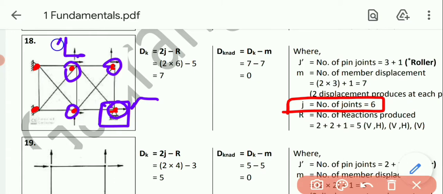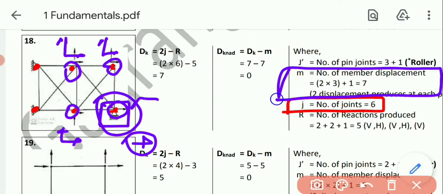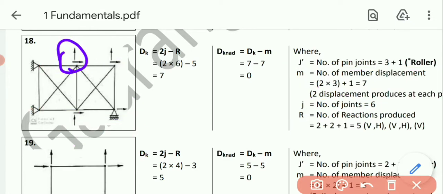So these three pin joints will produce two reactions each, vertical and horizontal. And talking about this one, it will produce one, that is horizontal. So ultimately M equals the number of member displacements, that is 2 times 3, 2 of each, 2 2 and 2. And over here at the roller support one reaction will be there, that is 1. So 6 plus 1, so M will be 7.